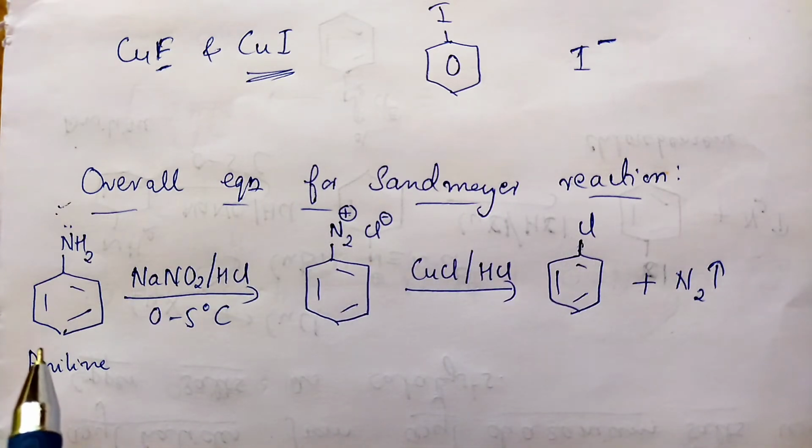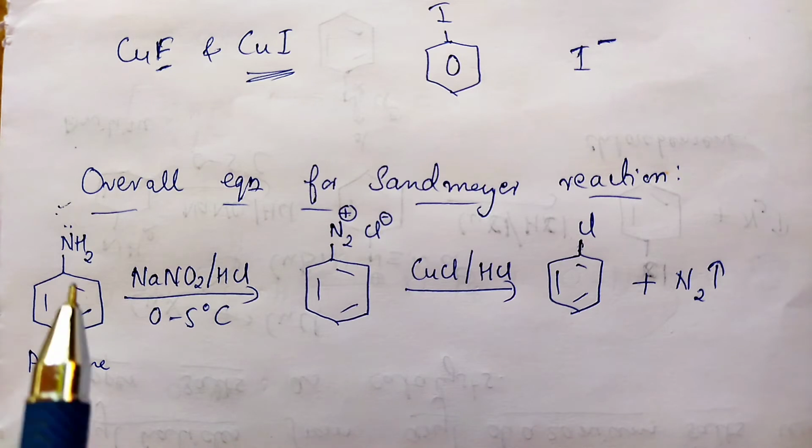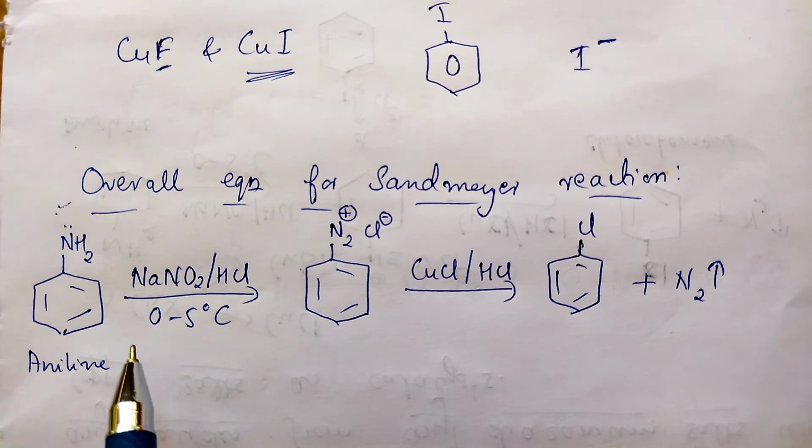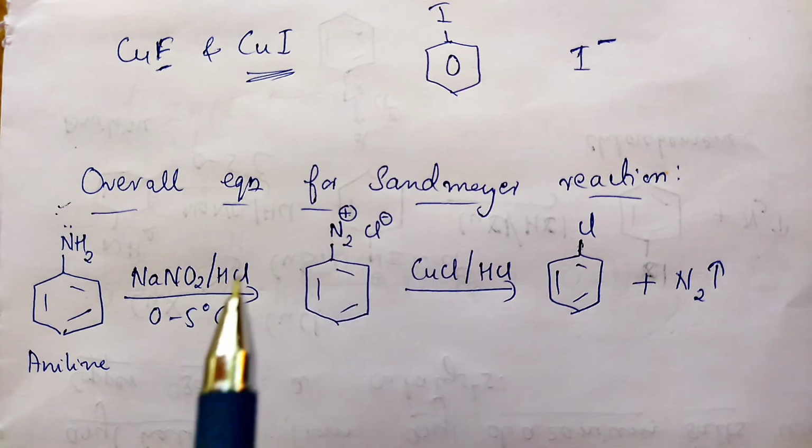You have to take a simple primary amine like aniline, aromatic amine, and subject it to diazotization reaction. So the reagents used are sodium nitrite in the presence of hydrochloric acid. You have to maintain a low temperature of 0 to 5 degrees centigrade as the formed diazonium salt is highly unstable at high temperature.